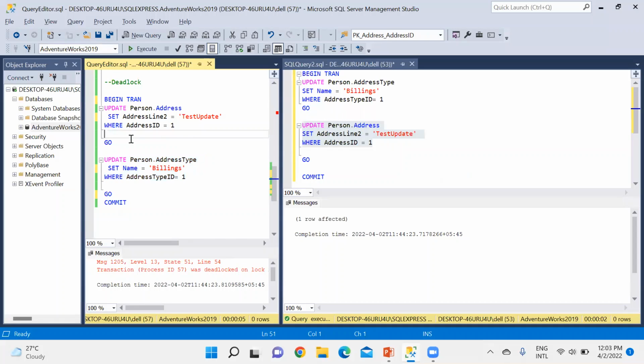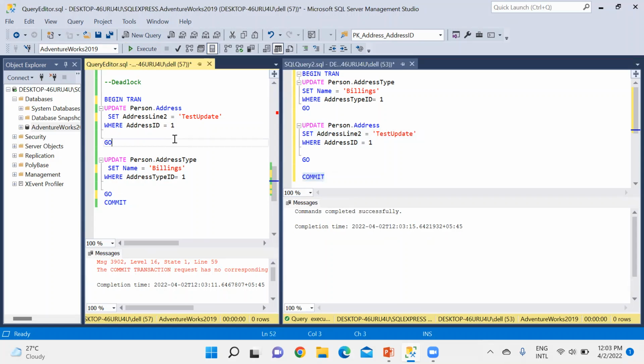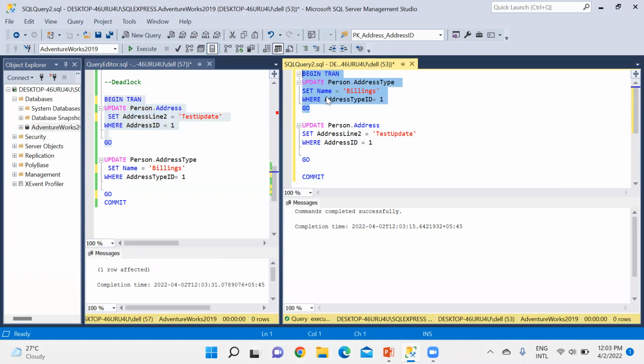Okay. So I have this AdventureWorks database. So what I will do is, first I will ensure that there are no deadlocks. There are two tables, that is person address and person address type. I will acquire a lock on one of the tables. Similarly, the other task will acquire a lock on the second table.